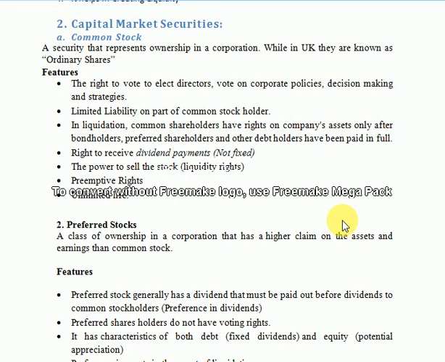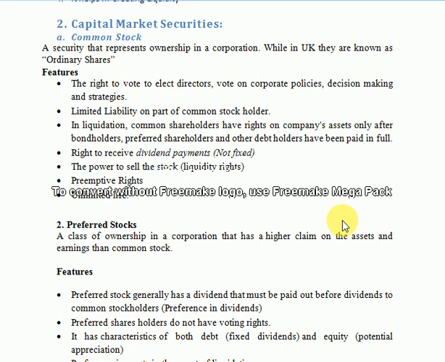Next one is limited liability on part of the common stockholders. So limited liability in the common stock, this is another characteristic or feature of the common stock. When it is about the liability of the ownership, you have the limited liability in the common stock.